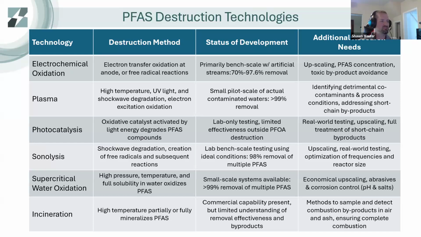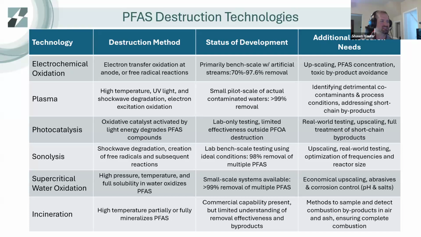Plasma destruction using high temperature and UV light. Plasma itself creates shock waves that can break apart long chain polymers. And then electron excitation. So your high temperature, high energy environment, electrons shoot out of different molecules. Those can break up PFAS. So far, there's been some small scale pilot testing, very, very high removal rates, close to 100%. But again, you've got co-contaminants that can impact the process. And then as PFAS break down, they can recombine with those co-contaminants and create hazardous chemicals.